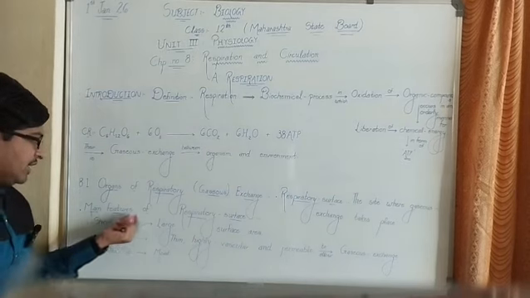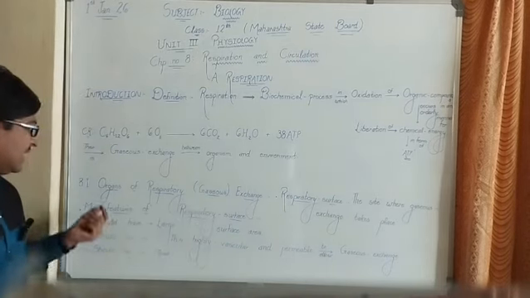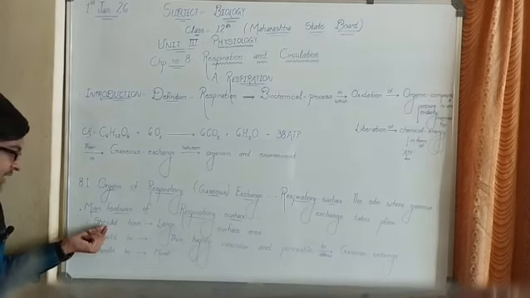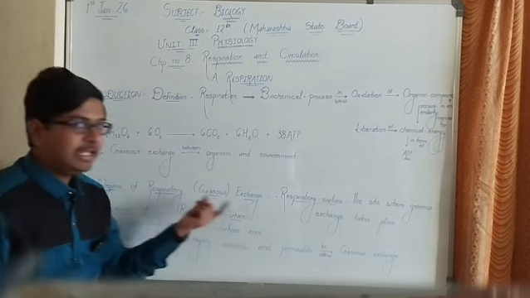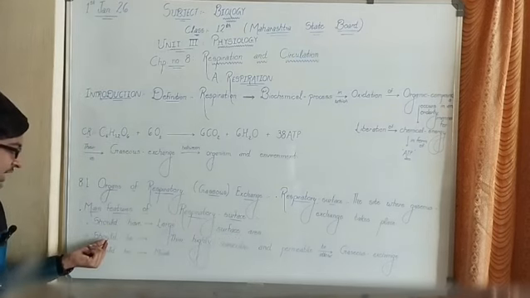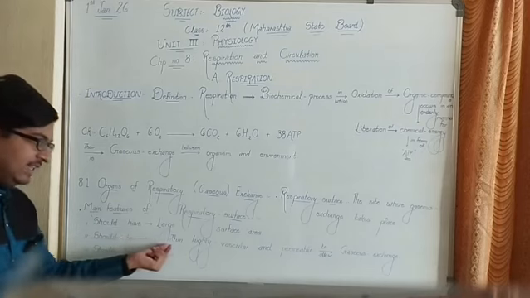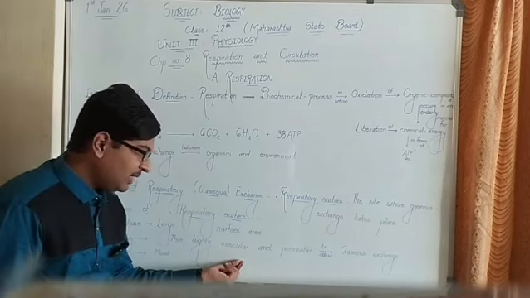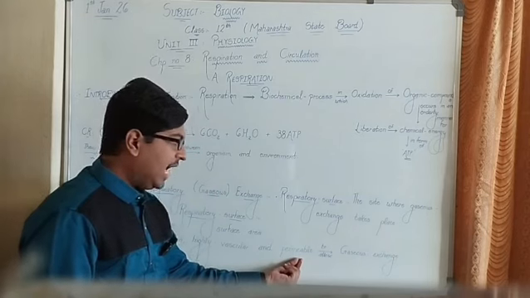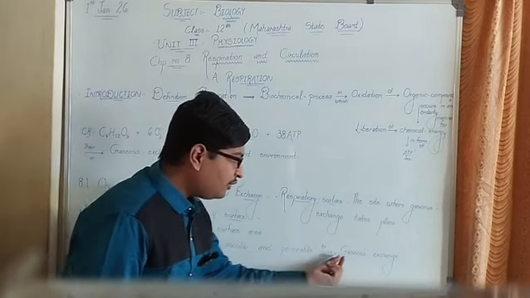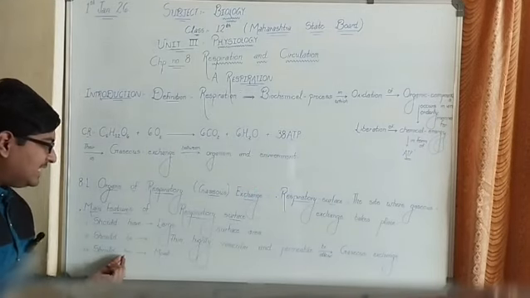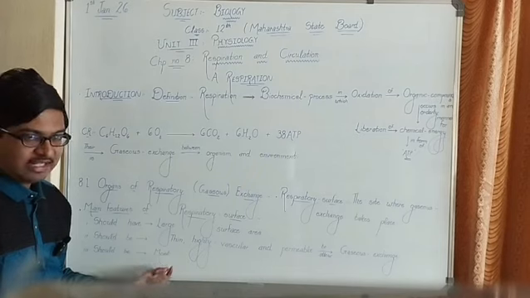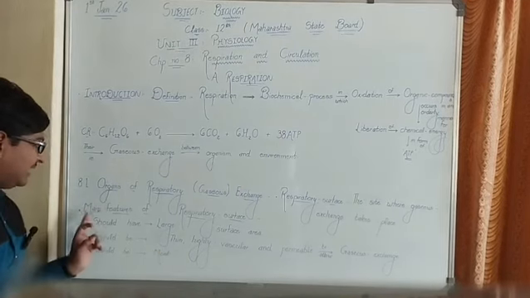Some of the main features of this respiratory surface are: first, the respiratory surface should have a large surface area. Second feature, the respiratory surface should be thin, it should be highly vascular, and most importantly, permeable in order to allow the gaseous exchange. And the third feature is the respiratory surface should be moist and not dry. So these are the main features of respiratory surface.